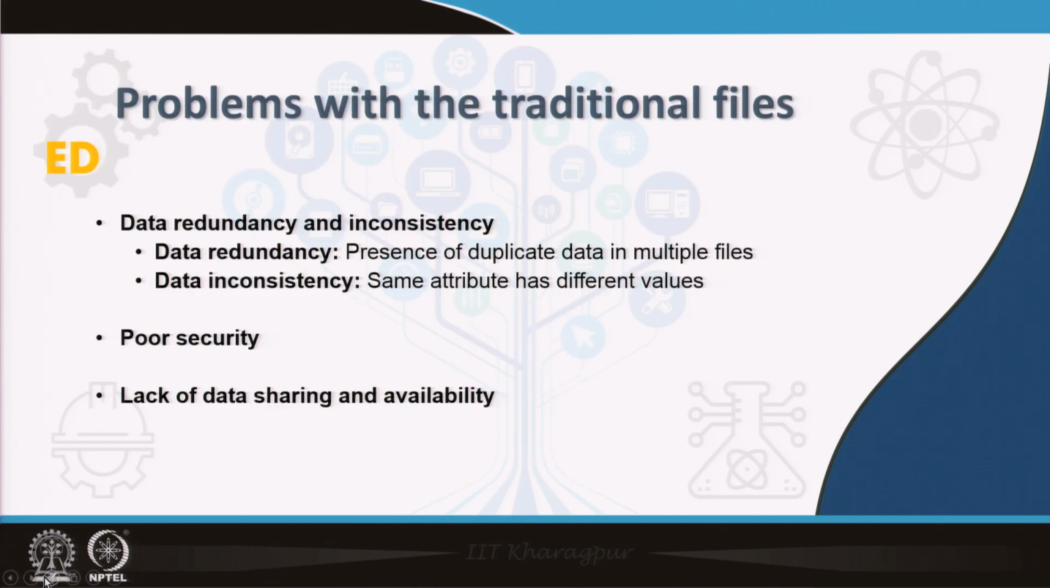All of these happen because there is poor security. As there is no central management of databases, there is an absolute lack of security. Anybody can access the files, and anybody unauthorized can use and manipulate the files, and all of these again lead to problems of data sharing and data availability. So, these are the problems with traditional file systems.